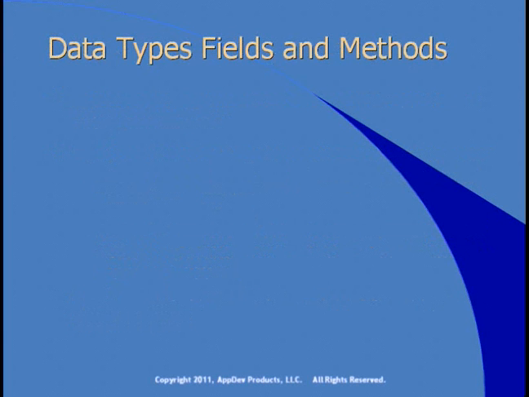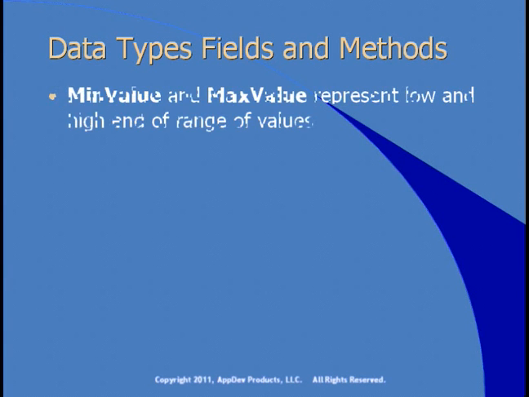Data types are based on structures in the .NET framework, and a structure is a type of class. And because the data types are based on structures, they have fields and methods that you can use in your code. For example, data types will provide a MinValue and MaxValue field, and that represents the low end and the high end of the range of values. So you could use MinValue and MaxValue to determine the smallest and largest integer that can be stored in a particular integer data type.